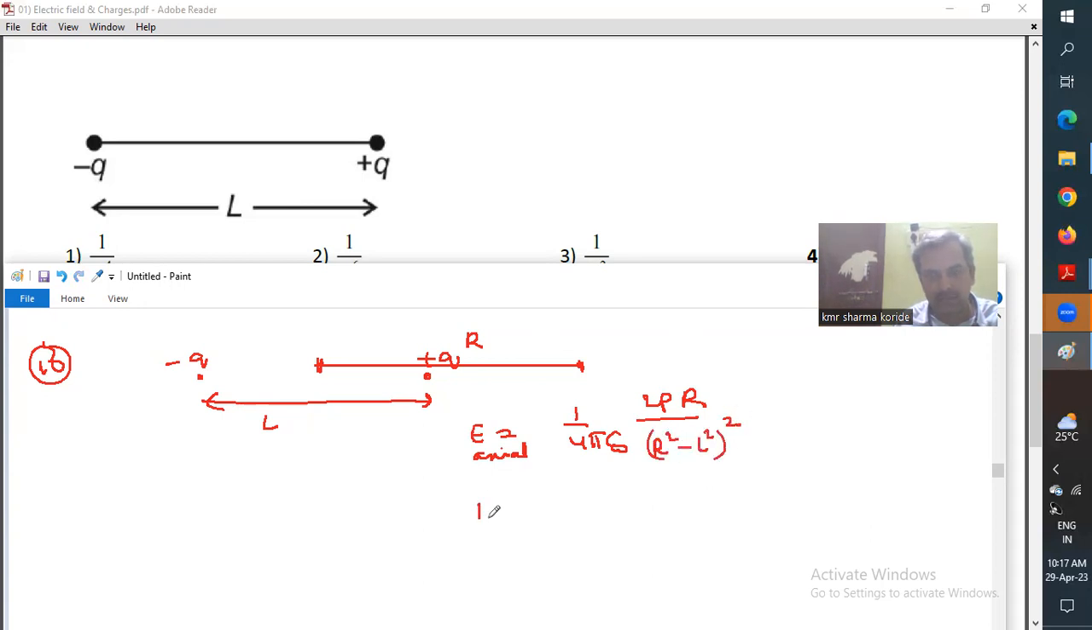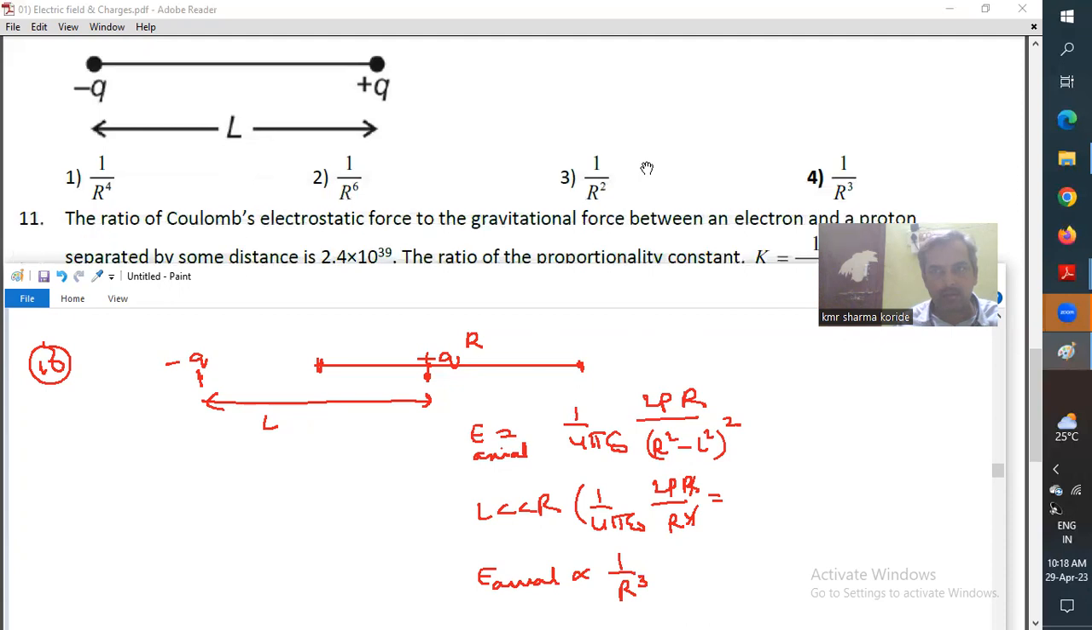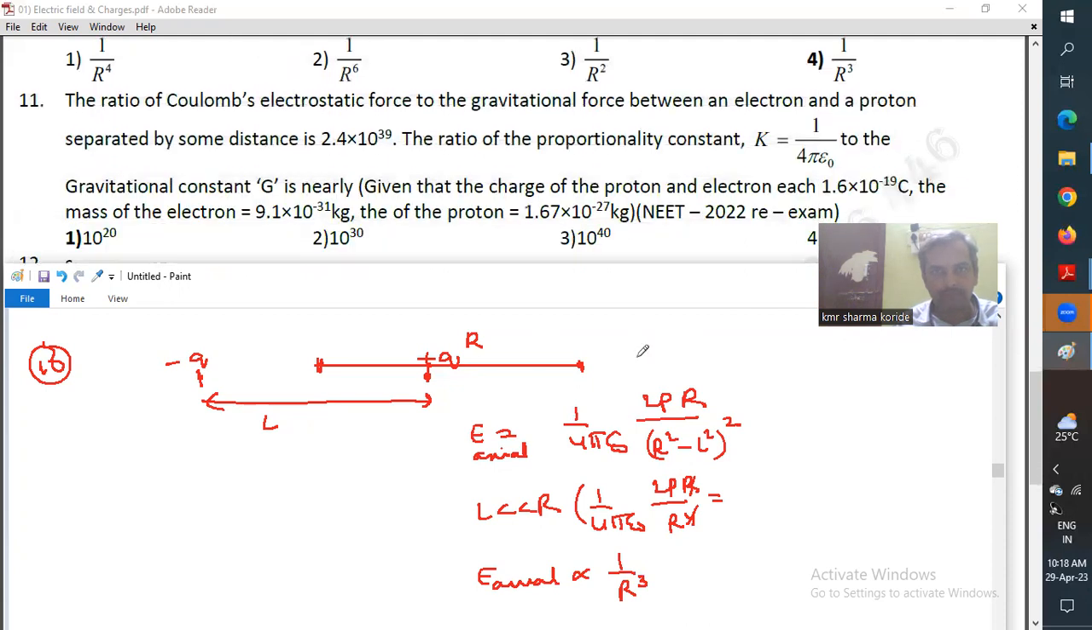So if L is ignored, for the case of a short dipole, L can be ignored. So you'll get 1 by 4 pi epsilon naught, 2p by, L ignored, means r to the power of 4. Therefore, the formula is E axial proportional to 1 by r cube. So the last option is correct.